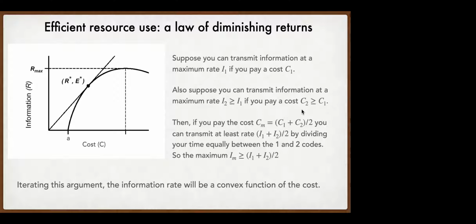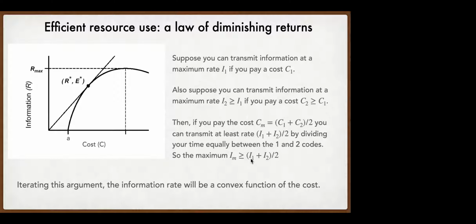Then it's clear that if you're willing to pay the average cost, (C1 plus C2) over 2, then you can transmit at least the rate (I1 plus I2) over 2, by dividing your time equally between the two codes. So the maximum transmission rate you could achieve if you have a cost (C1 plus C2) over 2 must be bigger than or equal to (I1 plus I2) over 2. And with a little work, you can show that this inequality is strictly bigger than, not bigger than or equal to.